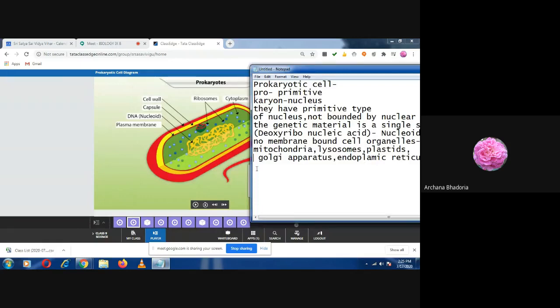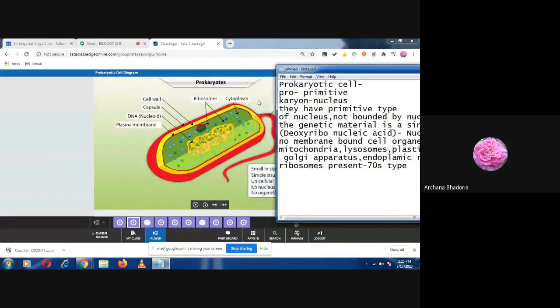And then the next feature you write down, that is ribosomes present. And it is of which type? So you write down it is 70S type. So which type of the ribosomes are present in the case of prokaryotic cell? 70S type. 70S type of ribosome is present. Is it very clear?